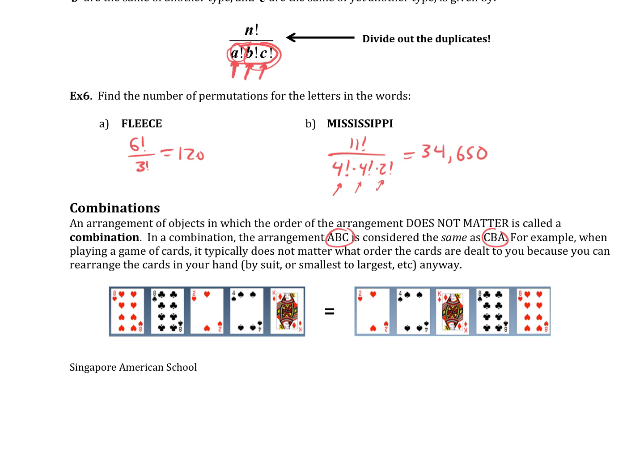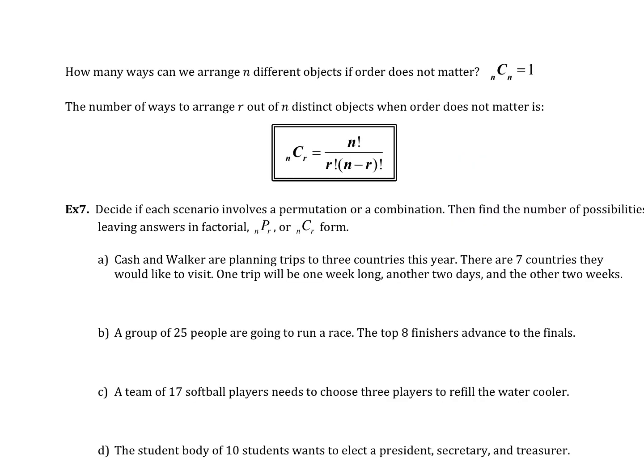So if I was dealt these 2 different hands in these 2 different orders, yeah, they could possibly come to me in 2 different ways. But in the end, when I count how many different hands there are, those 2 things count as the same situation. Okay, how many ways can we arrange n different objects if order does not matter? Well, it's called combinations, NCN.